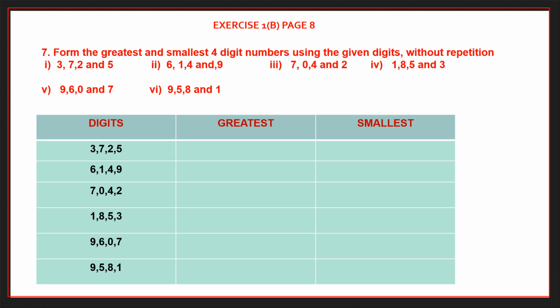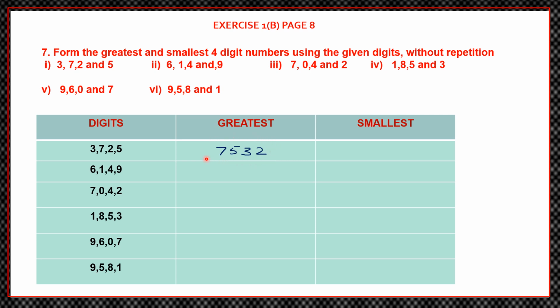So greatest digit is 7. Then we have 5. Then 3 and 2. So what have we done? We have arranged from big to small. So when you form the greatest number, you start from the greatest digit and go to the smallest one.